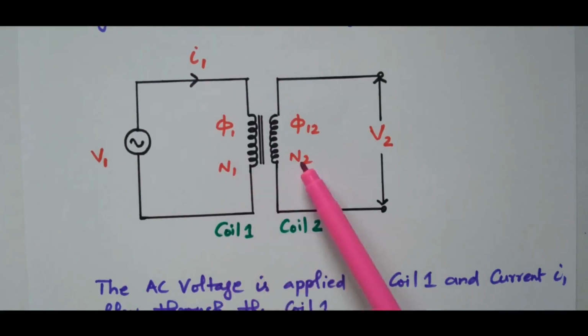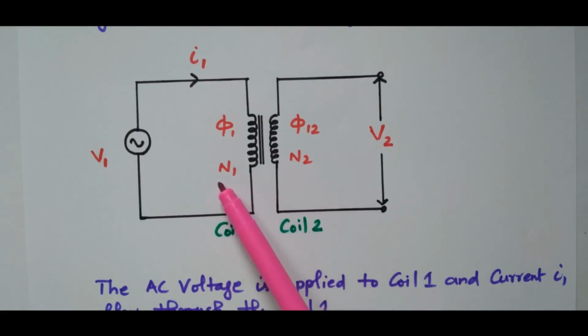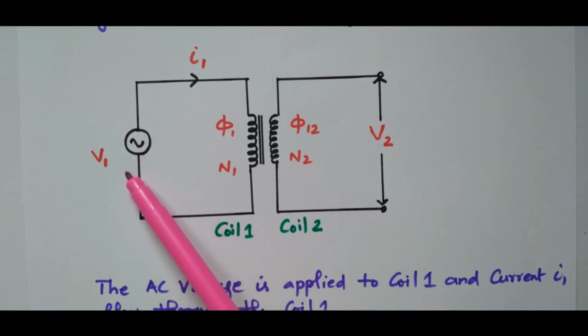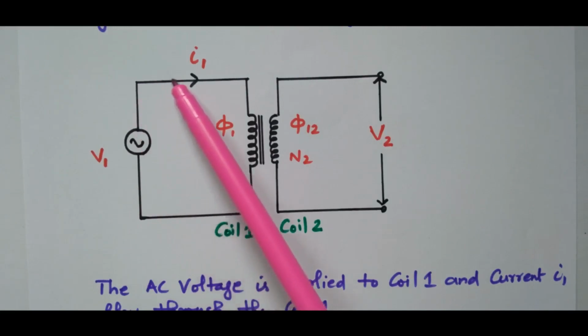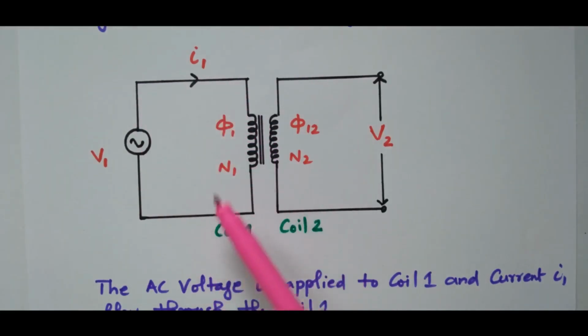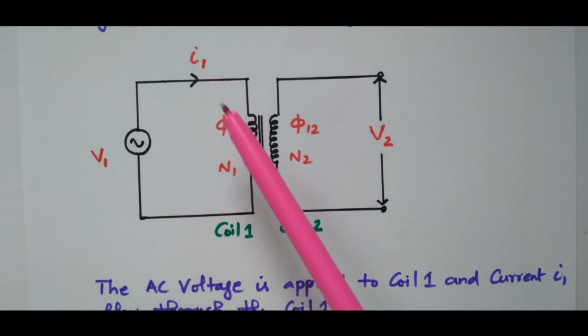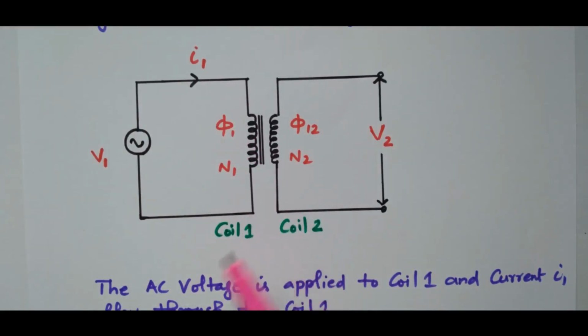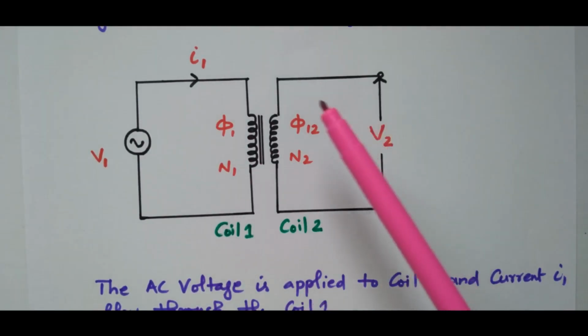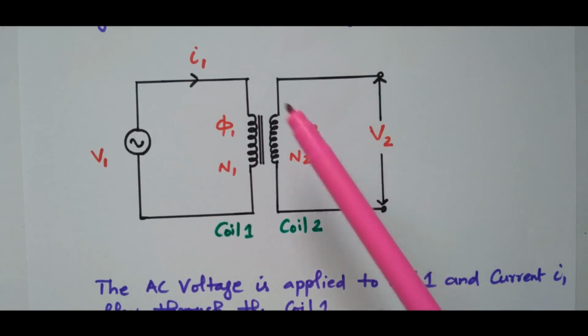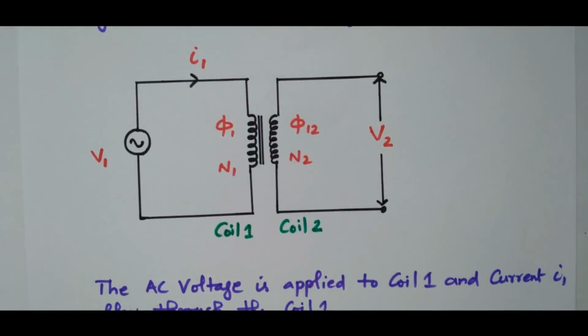So we have two coils with numbers of turns N1 and N2. Coil 1 is energized by the AC voltage, so the current I1 will flow through the coil. Due to this rate of change of current, flux φ1 is produced in the first coil. The flux is linking with the second coil, that is φ12. Due to the rate of change of flux, EMF is produced in the second coil. This EMF depends upon the flux in the second coil and the current in the first coil, right?